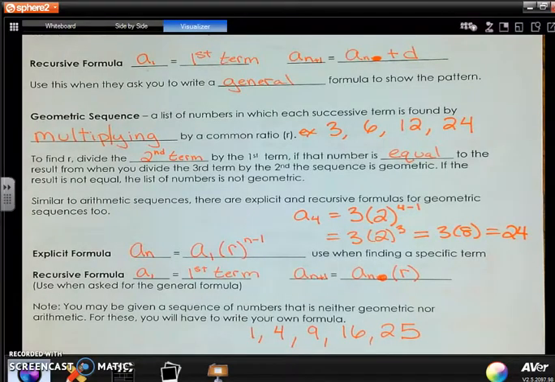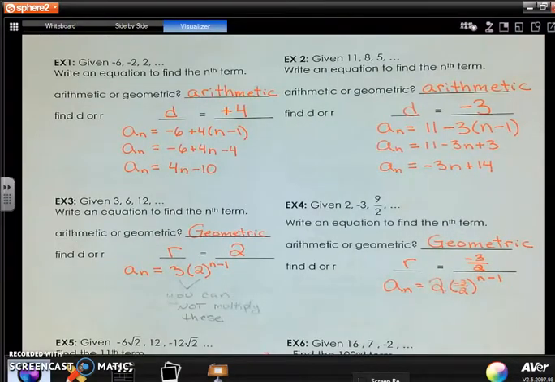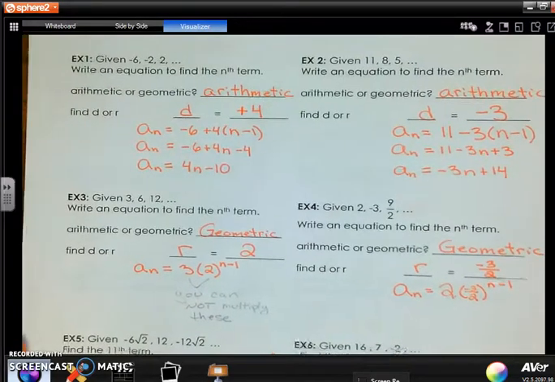Okay, so there is page 1. Okay, so on to page 2 now. There are 8 examples, and we're going to go through each example and see what we can come up with. Okay, so let's take a look at example 1.